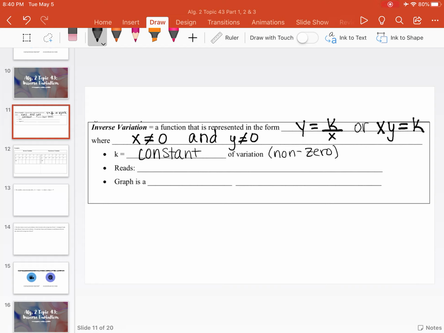But when we read it, this would read as y varies inversely as x. And it would graph not as a linear function, but as a rational function.